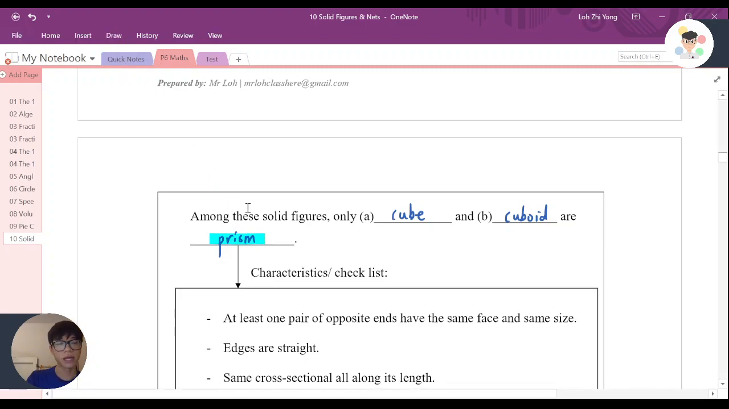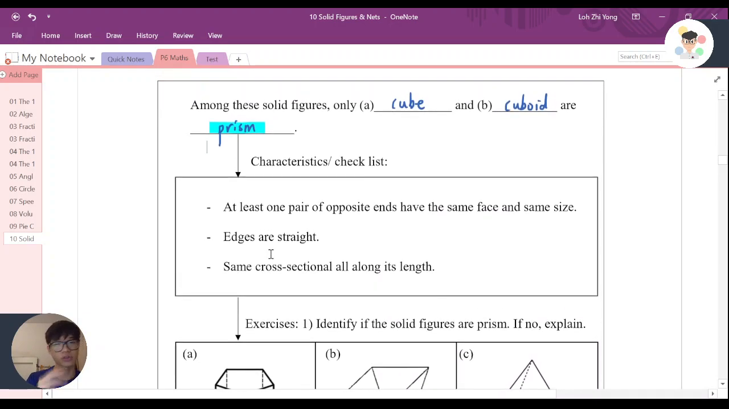I have listed out 3 characteristics, or 3 checklists. It means you must make sure that this object has all these 3 things so that it can be considered a prism. If it does not meet one of these, it is not considered a prism. The first thing says that at least one pair of opposite ends have the same face and the same size. The next thing, all edges are straight. The next thing, same cross-section all along its length.